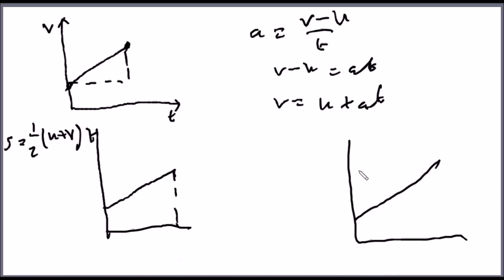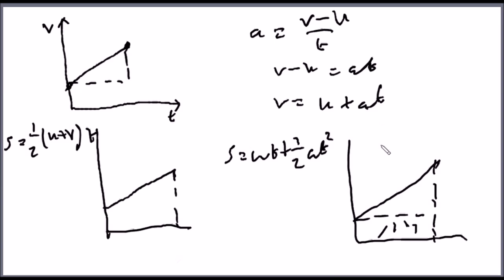For this one it can be seen as a triangle and a rectangle. So S equals ut, that's the rectangle, plus half at squared, that's the area of the triangle. The height of the triangle is v minus u, and v minus u is equivalent to at, so you can replace the at times t with an at squared.